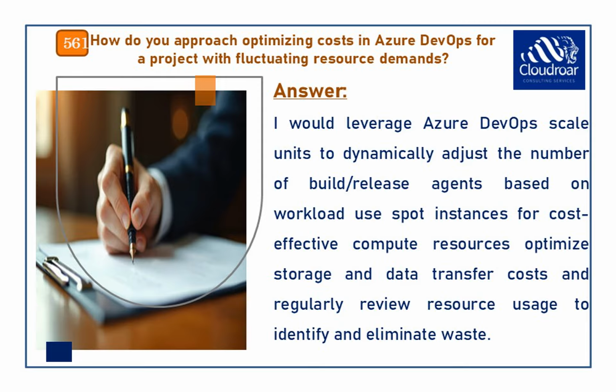Question 561. How do you approach optimizing costs in Azure DevOps for a project with fluctuating resource demands? I would leverage Azure DevOps scale units to dynamically adjust the number of build release agents based on workload, use spot instances for cost-effective compute resources, optimize storage and data transfer costs, and regularly review resource usage to identify and eliminate waste.